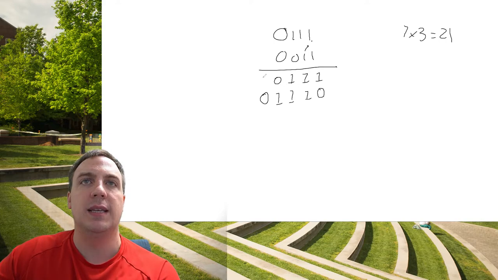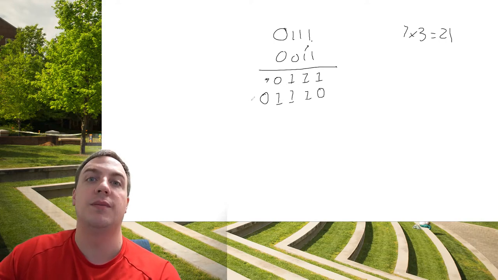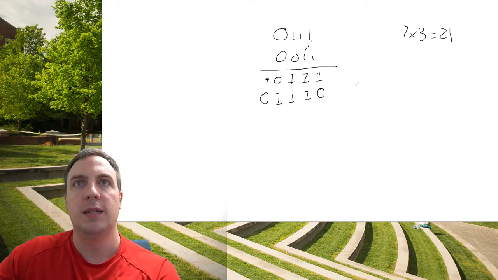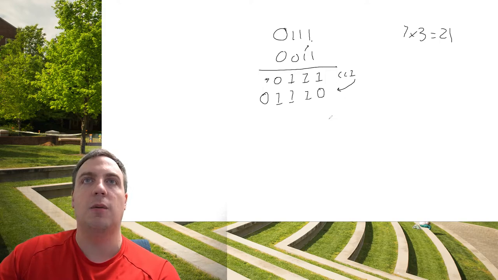Notice that this is the exact same number that this is, except shifted over one place to the left. And so this shifted left 1 gives us this result here. Now keep that in mind, because that's exactly what we're going to do to actually multiply these two numbers together.